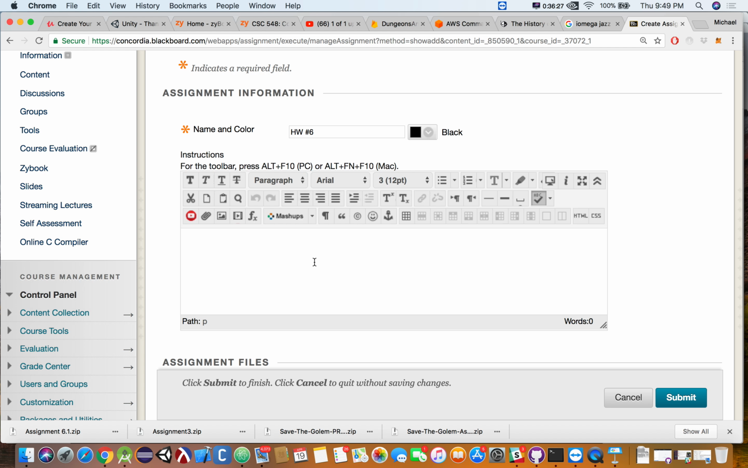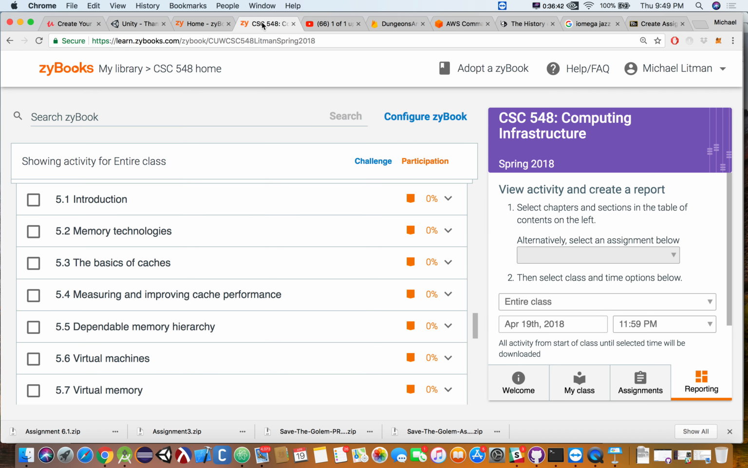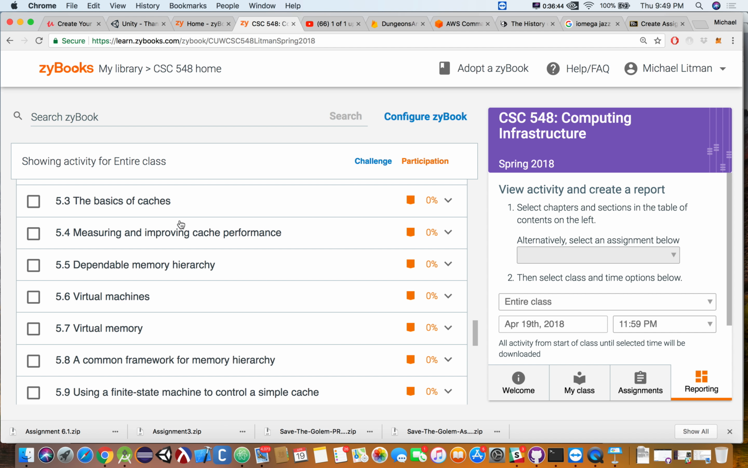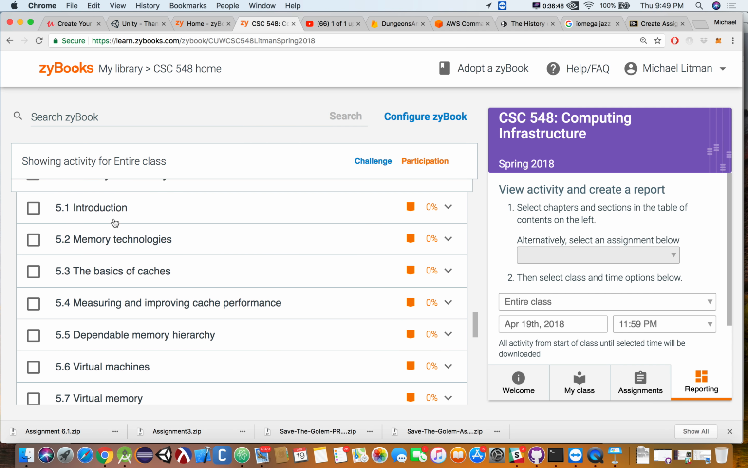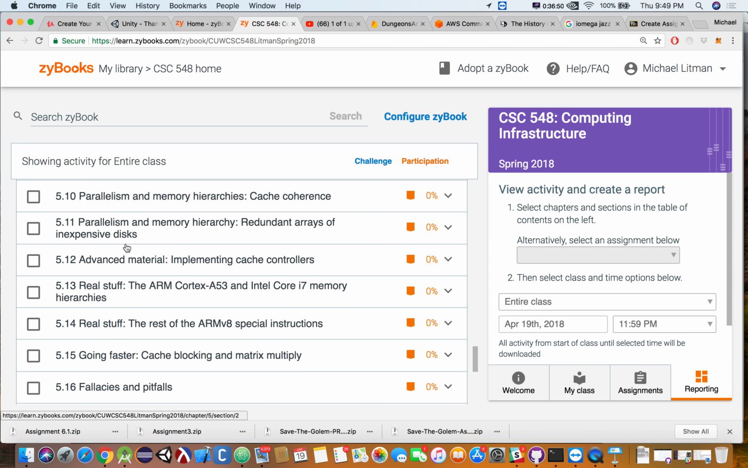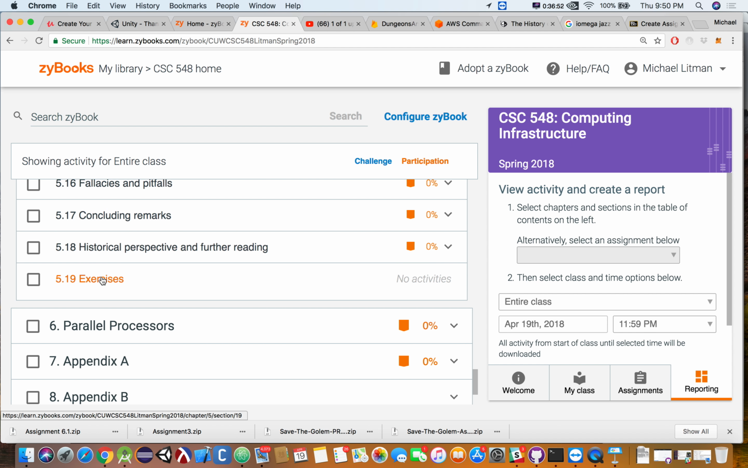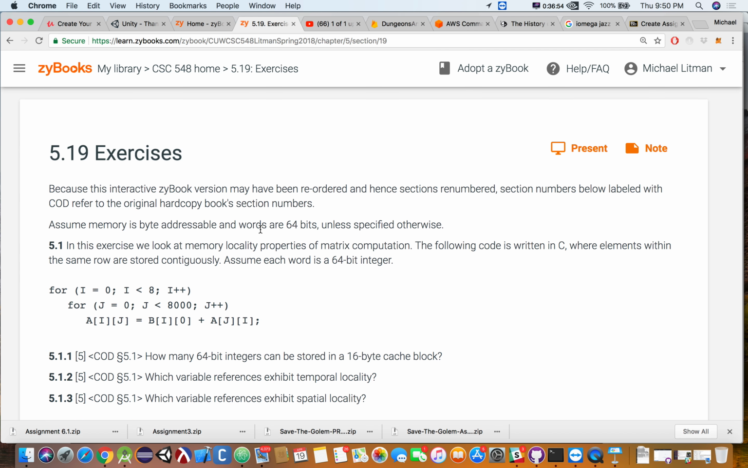Okay, so I want you to read and complete interactive exercises for 5.1 through 5.4. Those are the right ones, right? Yes, so not 5.5. We'll start talking about that next time. So 5.1 through 5.4. Then I want to go down here.